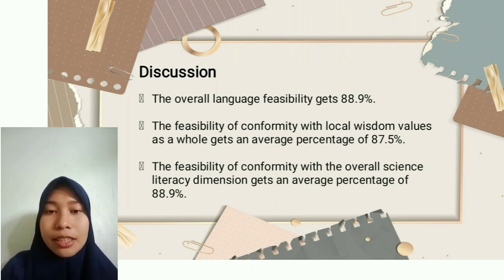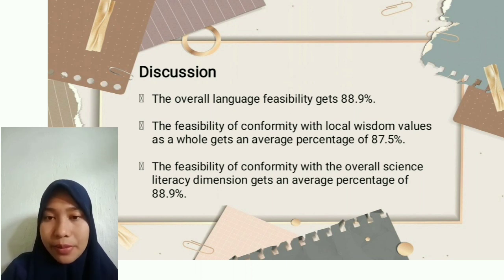The feasibility of conformity with local wisdom values as a whole gets an average percentage of 87.5%, very good feasibility category. The feasibility of conformity with the overall science literacy dimension gets an average percentage of 88.9% with very good feasibility category. And then the conclusion will be presented by my colleague Puji Dwi Andara.